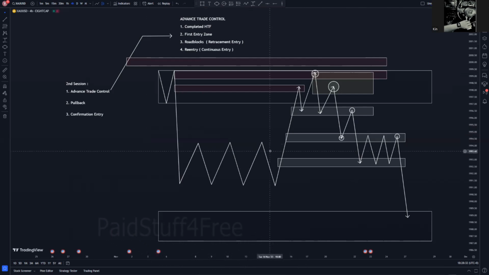So if we get entry from a roadblock, should we exit at the...? Yes, exactly. If you take the buy on the roadblock somewhere on here, you're going to exit on the re-entry zones. All of these broken roadblocks, we're going to call our re-entry zones. So if you take a buy somewhere around here, you're going to exit somewhere around here, depending on whether there is a CE or no CE.